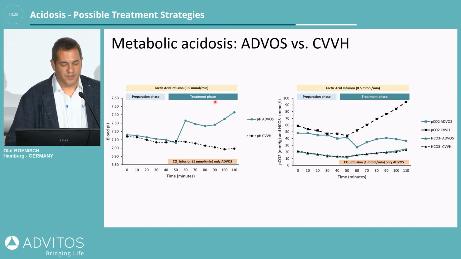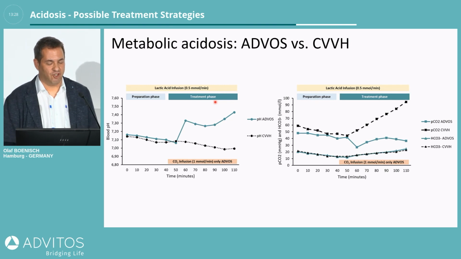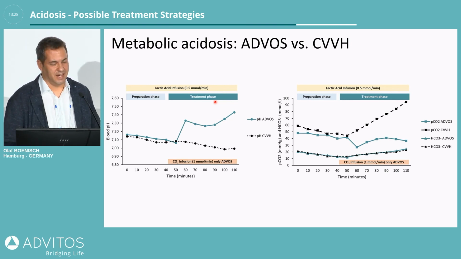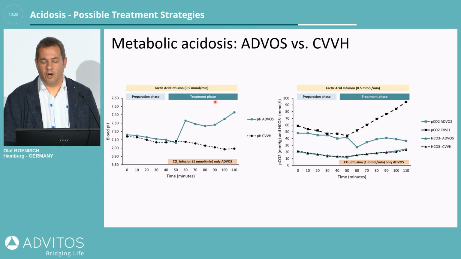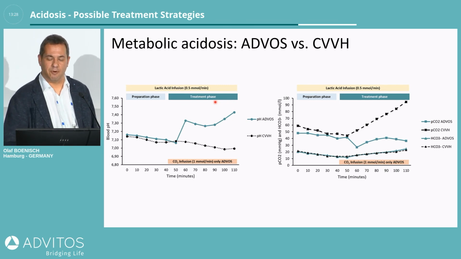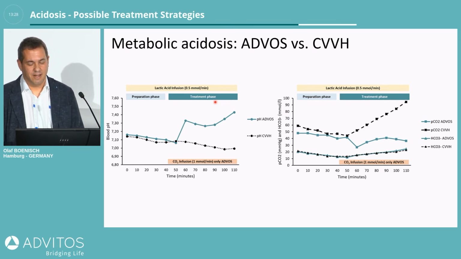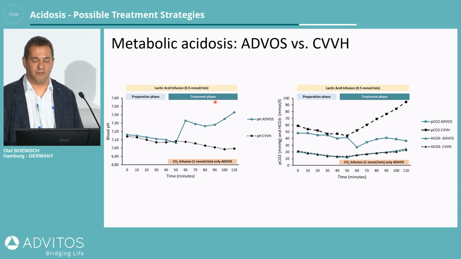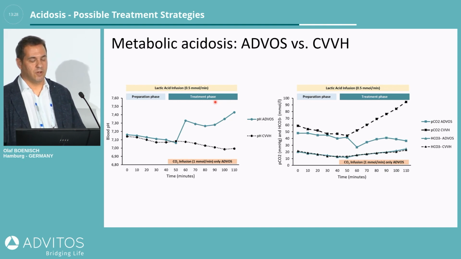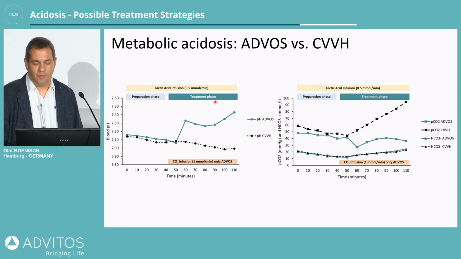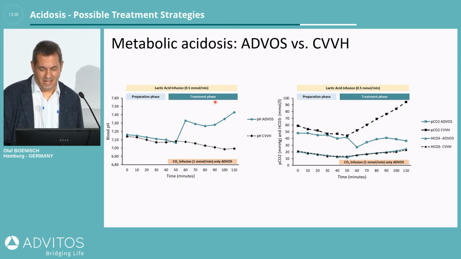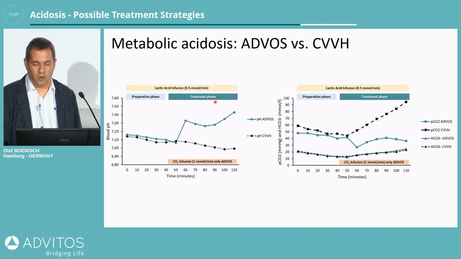CVVH, and you see the pH with the ADVOS therapy on the left side, you see in the treatment phase how the pH goes up, and this was not possible with hemofiltration. And you also see the PCO2 and the bicarbonate concentrations, and you see that with hemofiltration, the CO2 goes up and goes up and goes up, while it is well controlled with ADVOS therapy.